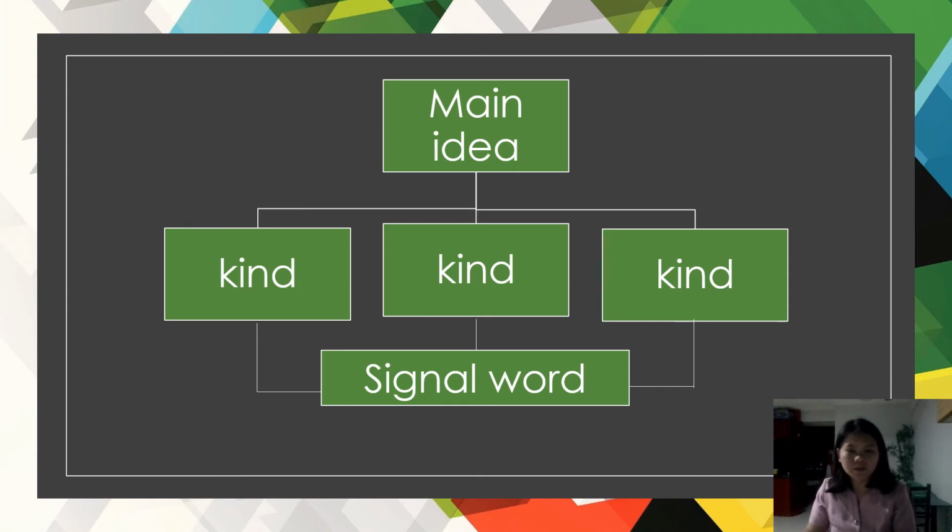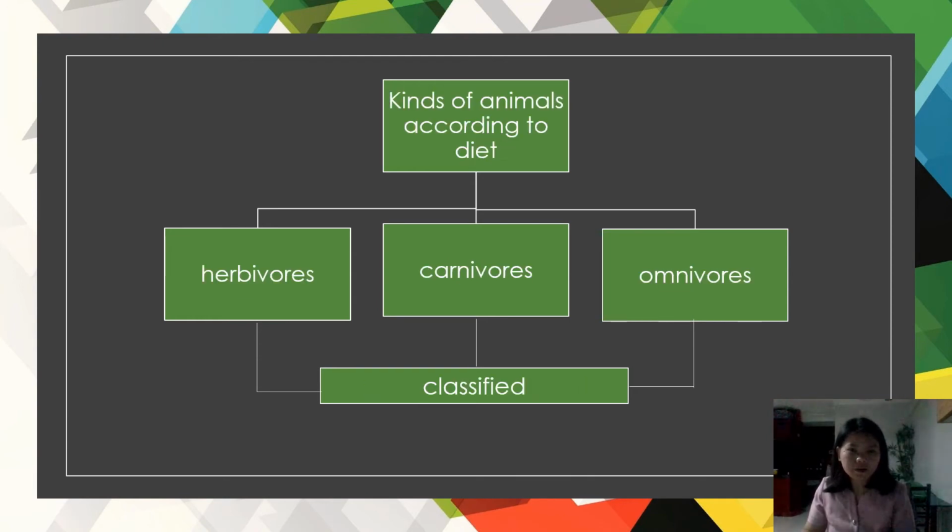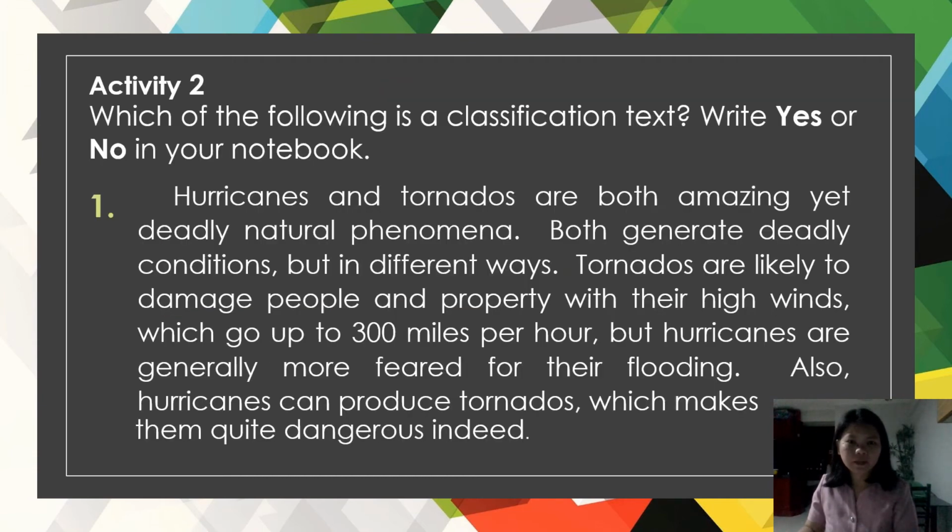So what do you think? Now let me check your answers. The first box, you can see the kinds of animals according to diet. We have three: the herbivores, the carnivores, and the omnivores, and of course the signal word used is classified.